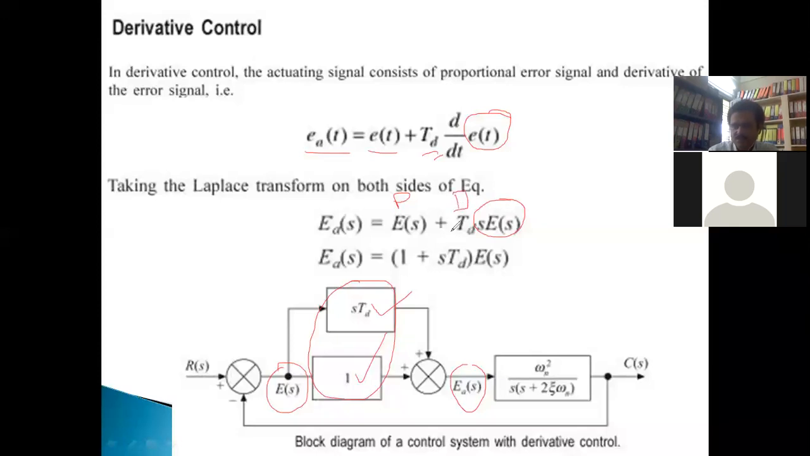This is also called a proportional derivative controller. If we keep the proportional part as unit value, this is simply a derivative controller. Otherwise, proportional and derivative, if we keep some Kp here, that becomes proportional and derivative control. Based on this equation we have drawn a block diagram for derivative control. So this is the derivative term.